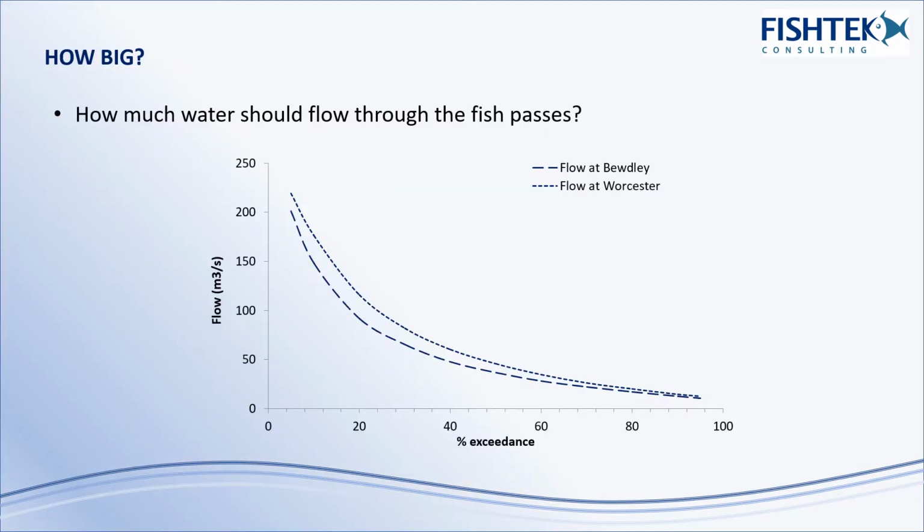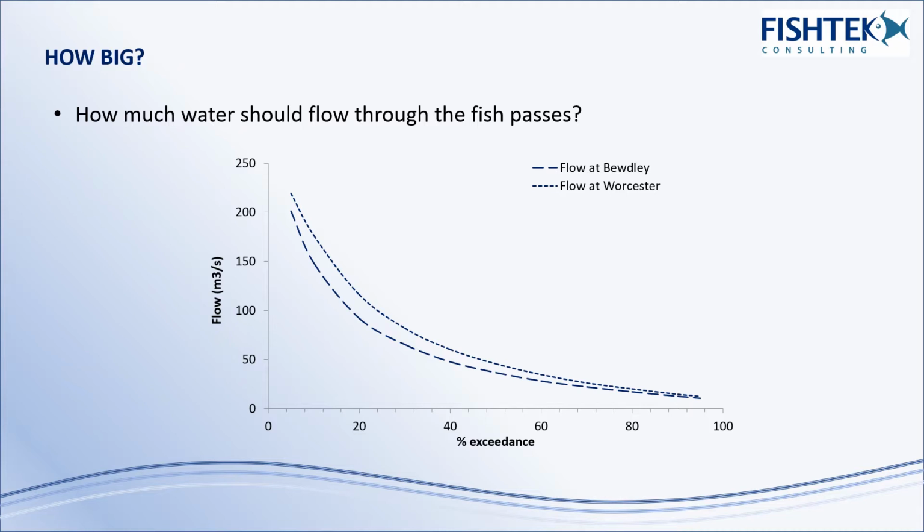And then moving on to the second question of, well, how big do we make the fish pass? The starting point for us in this project was to use a UK guidance that the fish pass should take 10% of the average flow in the river at Q95. And I'll explain that a little bit.